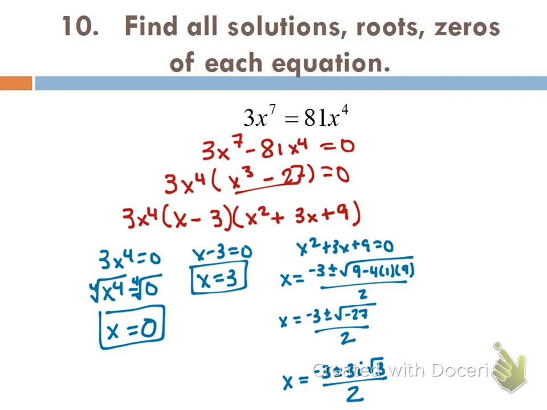I remember the 3i radical 3 from the problem that we did earlier, but if you missed it, it's an i here. 27 is 9 times 3.